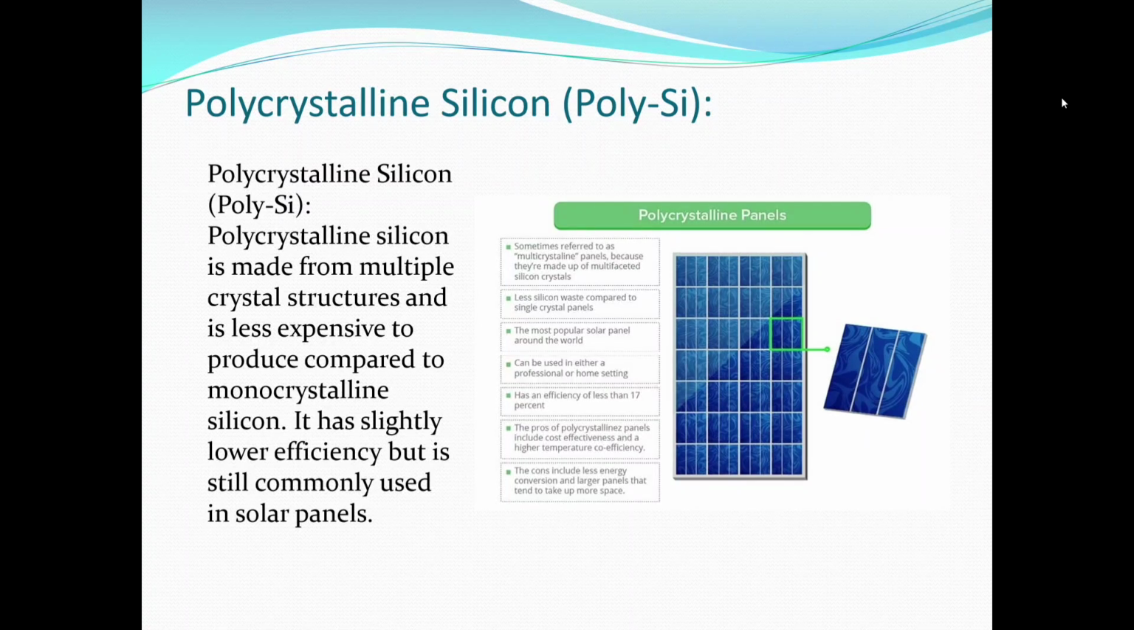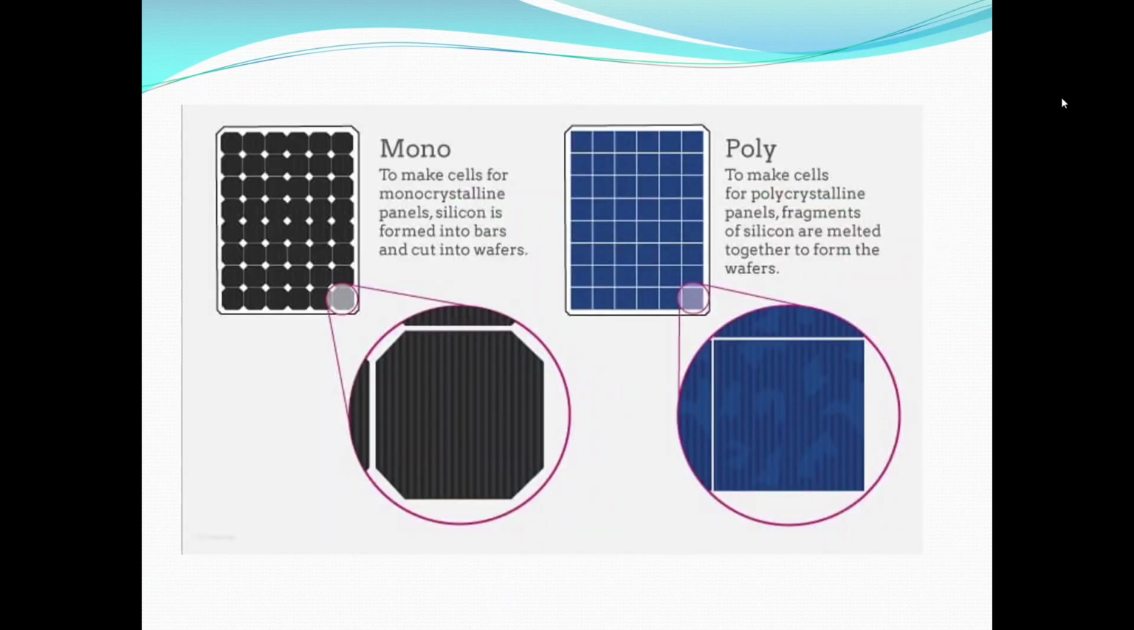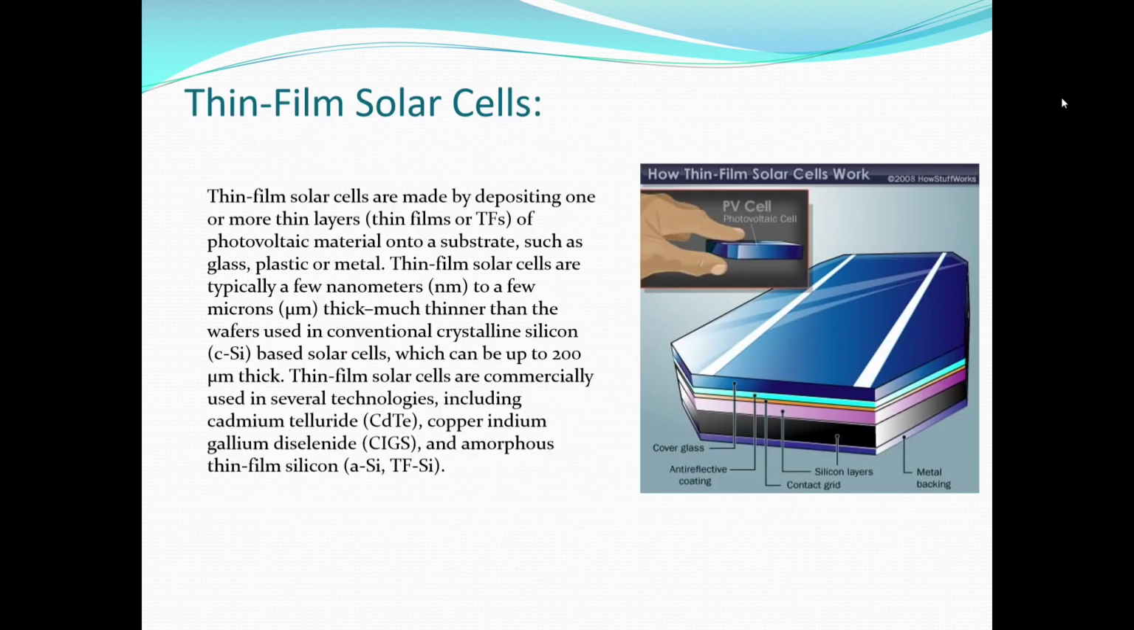Polycrystalline silicon. Polycrystalline silicon is made from multiple crystal structures and it is less expensive to produce compared to monocrystalline silicon. It has slightly lower efficiency, but it is still commonly used in solar panels. This is the difference between polycrystalline silicon and monocrystalline silicon, and how the structure differs.